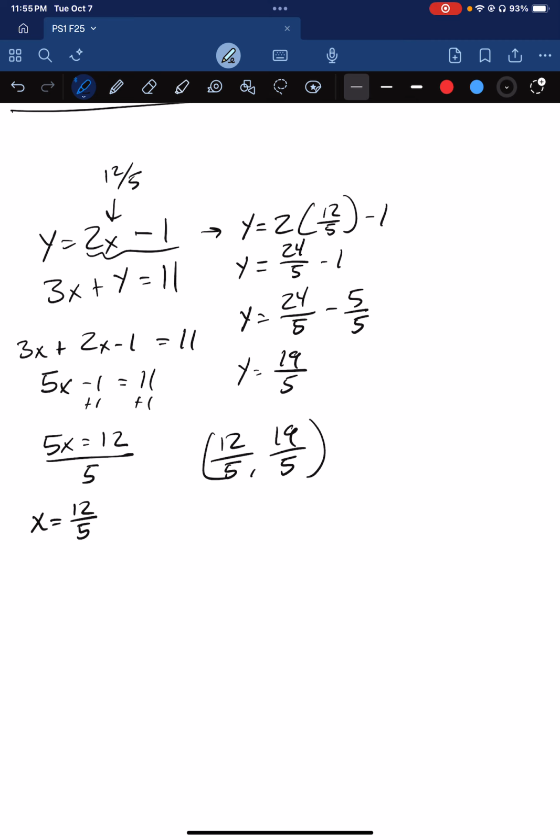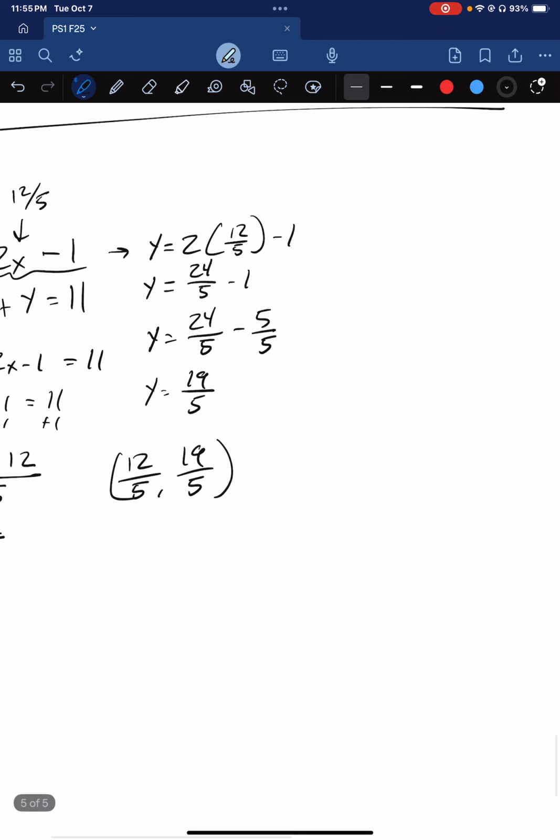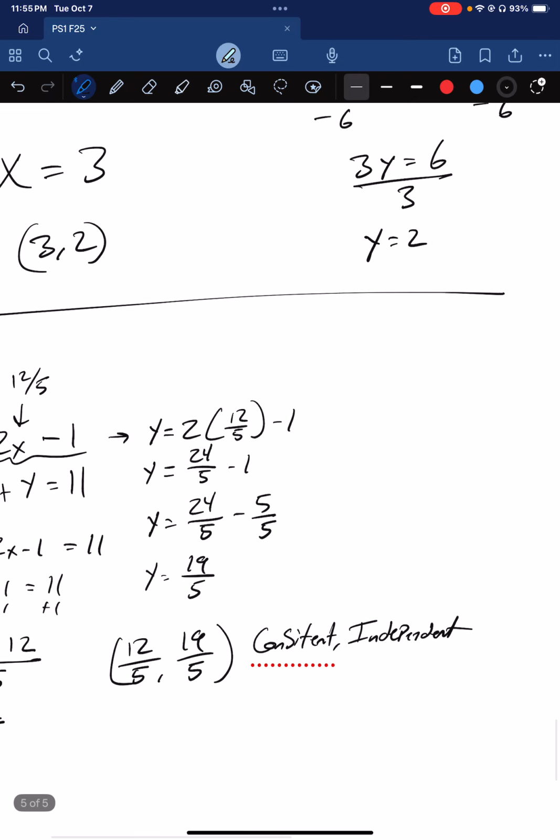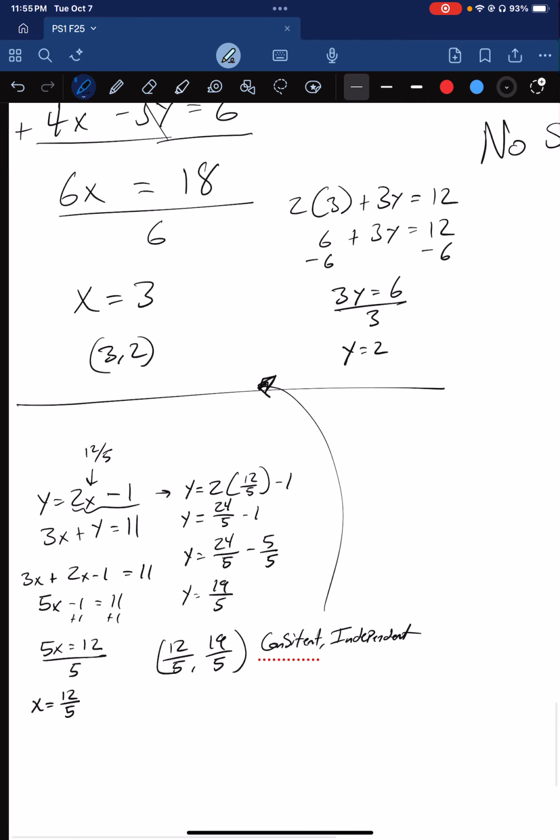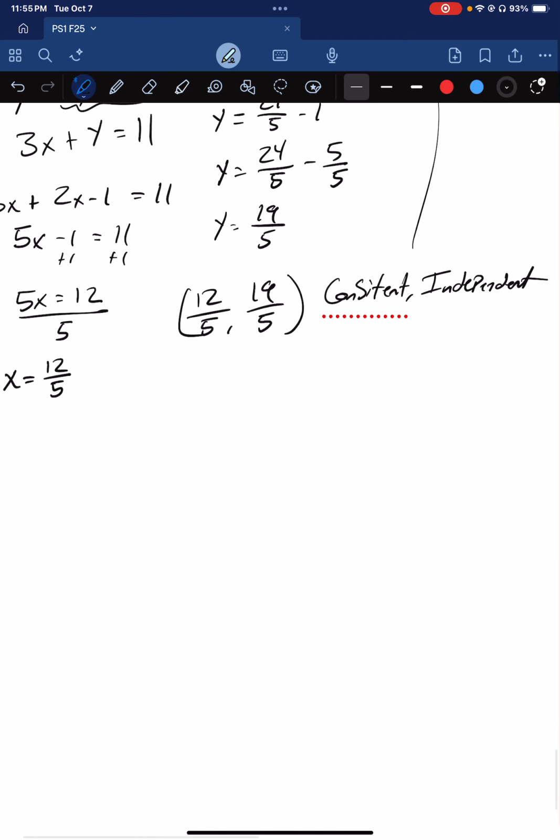Wonderful. And so this is a consistent and independent system, and same is true for this one up here. I'm not going to write it, but it is true.